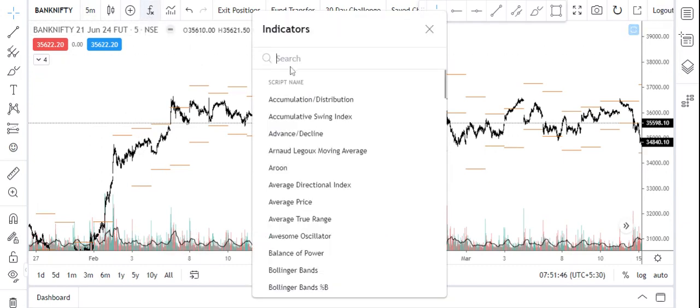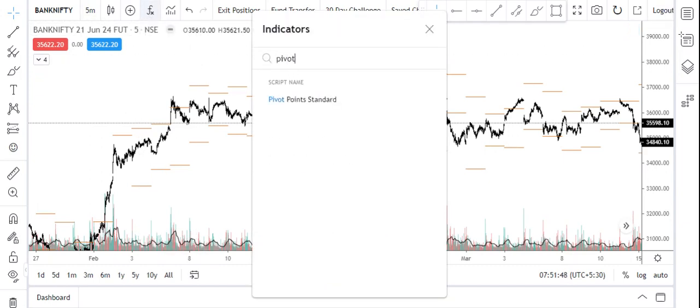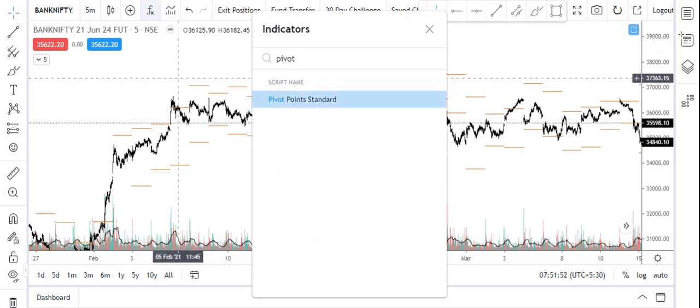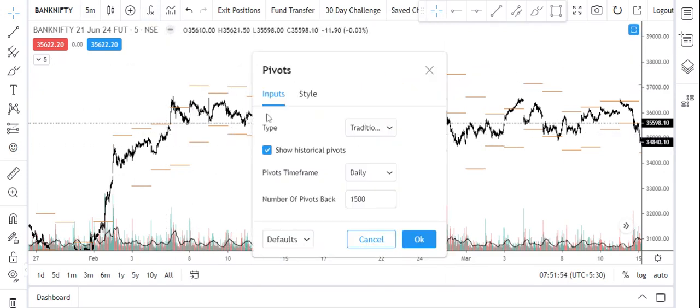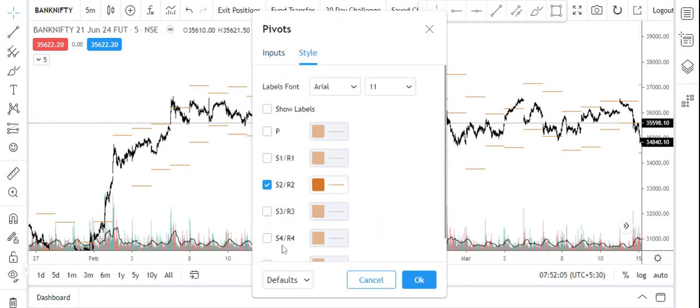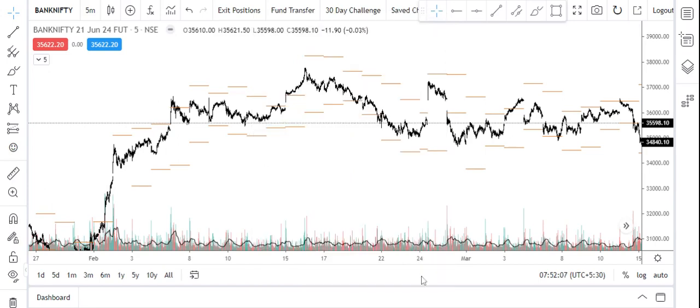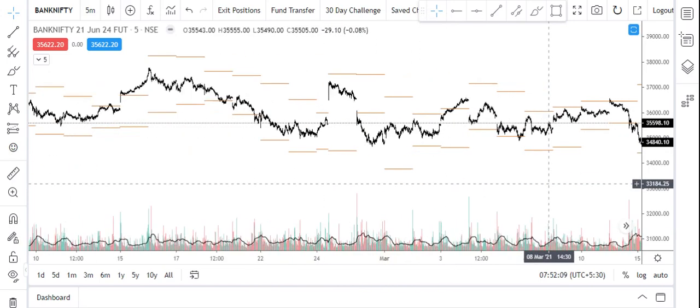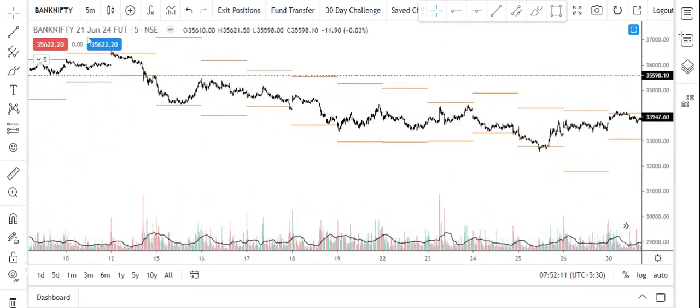Firstly, we'll select pivot points from the indicators. These are available on all the brokerage platforms and also on TradingView for those who use it. In the pivot points, you just keep the setting to daily. The number of pivots I've kept is 1500, so I'll backtest it for 1500 bars and uncheck everything except R2 and S2. Once this setting is done, we have to use a 5 minute time frame on Bank Nifty.